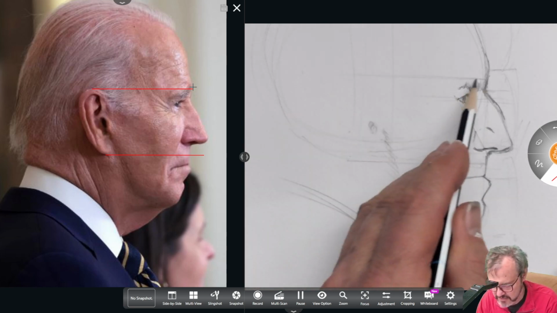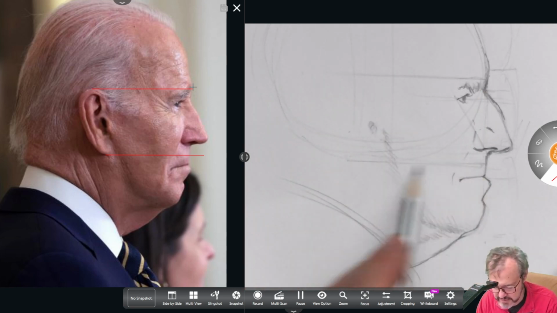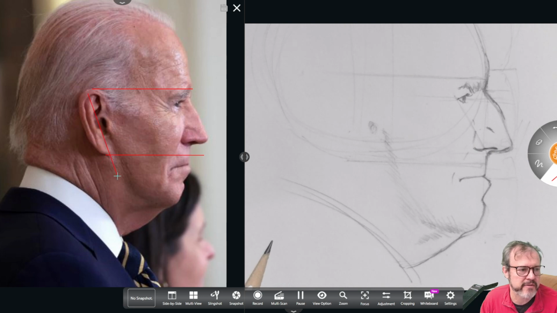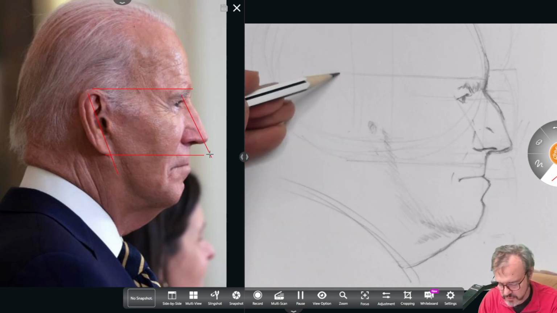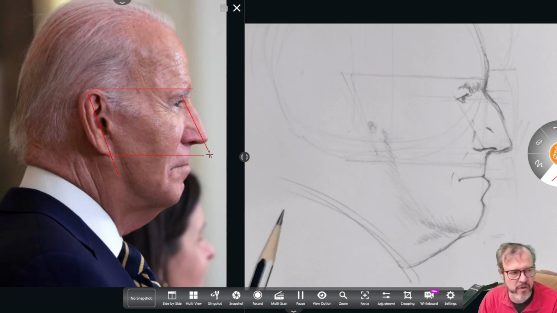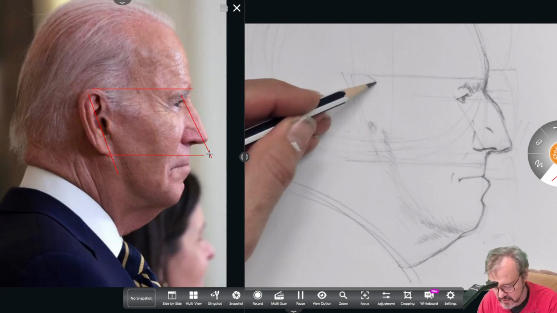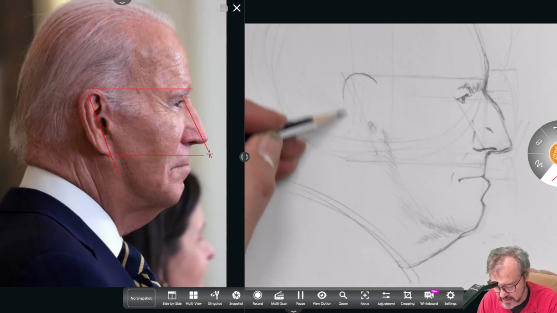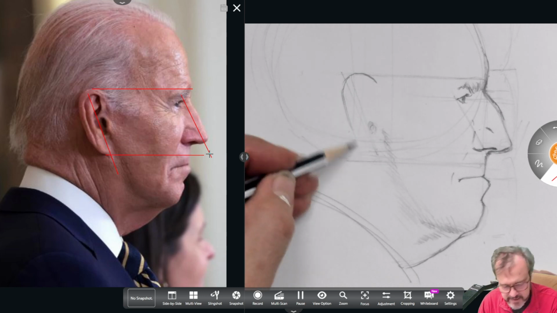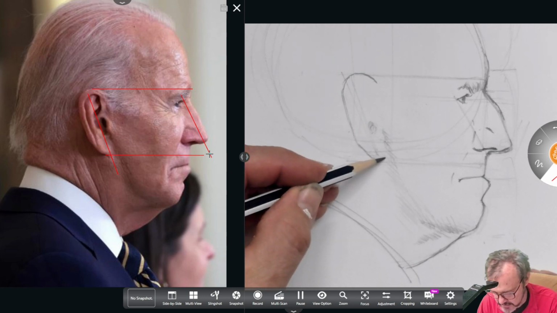So the ear is much larger than we're used to seeing. And the angle of the ear is roughly parallel to the angle of the nose. You see that? So we're going to draw the top, the bottom, the angle, and only then are we going to sketch the outline of the ear. Before you draw something, you really need to take a few measurements and make up your mind where it needs to go.